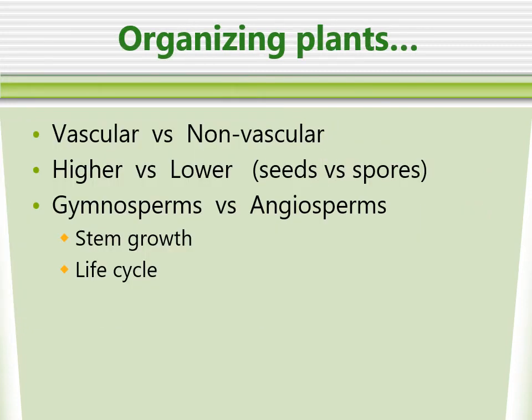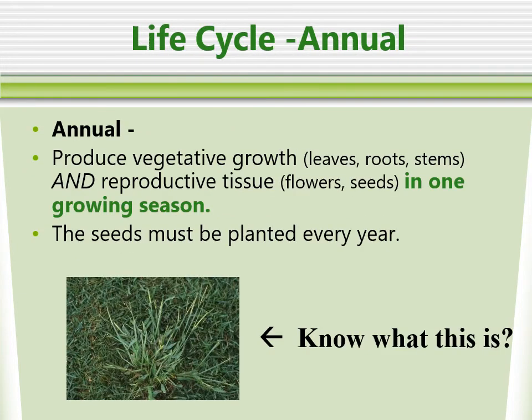So looking at stem growth, you can also look at the life cycle. How does that distinguish between? Well, we know there's annuals and there are perennials. So what is an annual? An annual is a plant that produces vegetative growth, and it produces all its growth in one growing season. Okay, so it has 1 year to germinate, grow, produce seeds, and then die. So that's an annual.